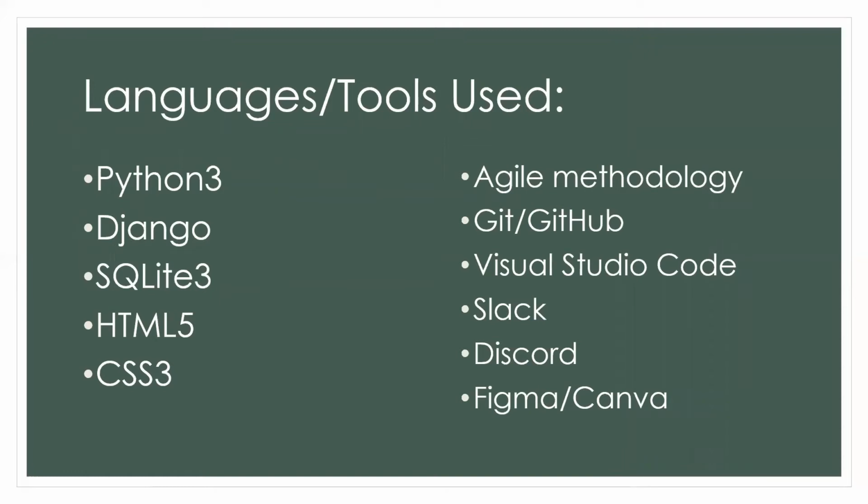It's really useful. So the languages we used to code this project were Python 3, Django, SQLite 3, HTML5, and CSS3, and they're all listed on the left. And on the right are all the tools we used. We all use Visual Studio Code to combine the languages. We communicated through Slack and Discord. We also collaborated on the app from remote locations using Git or GitHub. Then we used the Agile methodology to manage the project and complete it. And we wireframed and designed the logo using Figma and Canva.